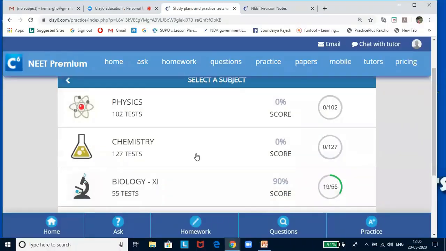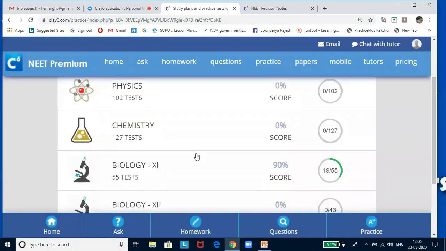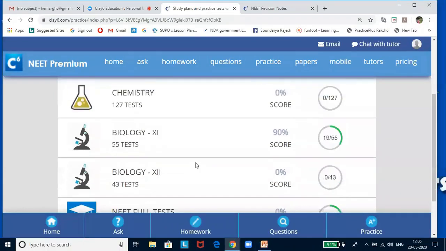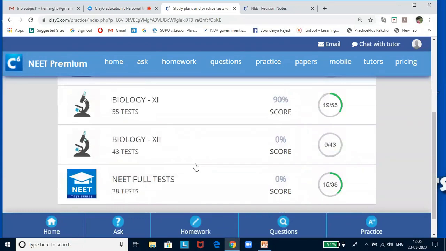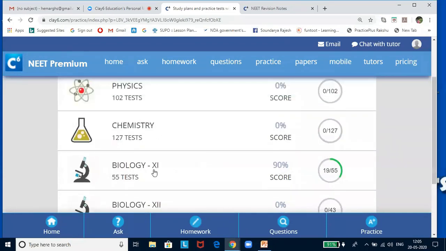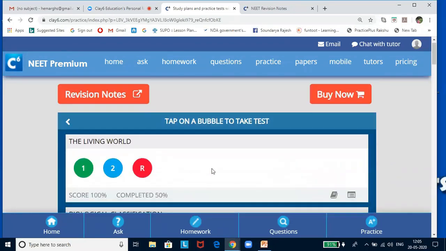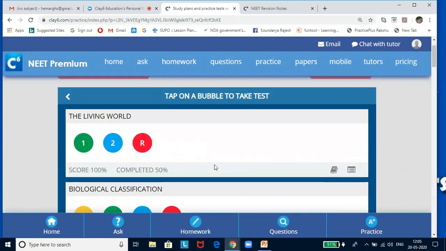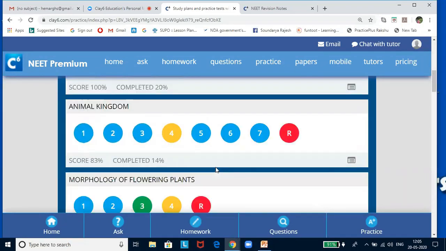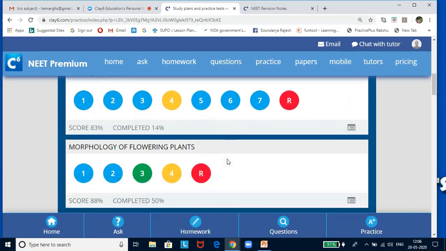NEET Premium has 4 series tests, that is test series: physics, chemistry, biology, and NEET full test. Now let me click on biology. Under biology, you will see the tests are arranged chapter wise. Each bubble is a test. The R bubble is to assign random tests on the same chapter if you need additional practice. Each test can be taken any number of times.